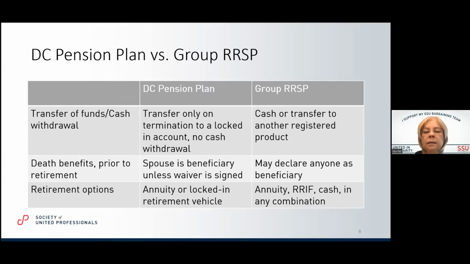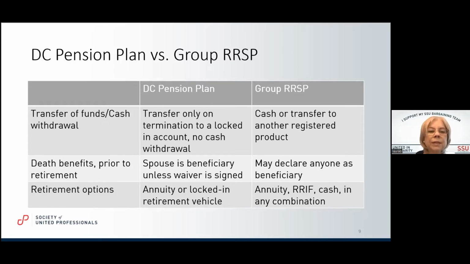This slide continues showing the difference between these two types of caps. It goes to the heart of the difference between these two types of plans. A registered defined contribution plan is subject to all of the rules and standards under the Pension Benefits Act. In contrast, a group RSP is simply a retirement savings vehicle and offers much more flexibility.